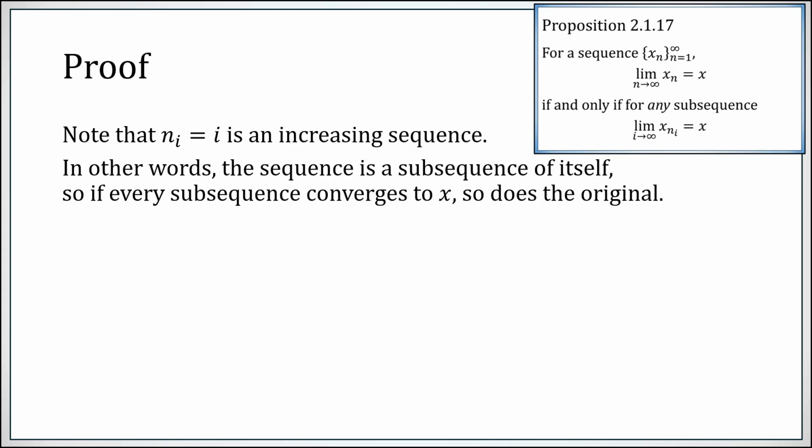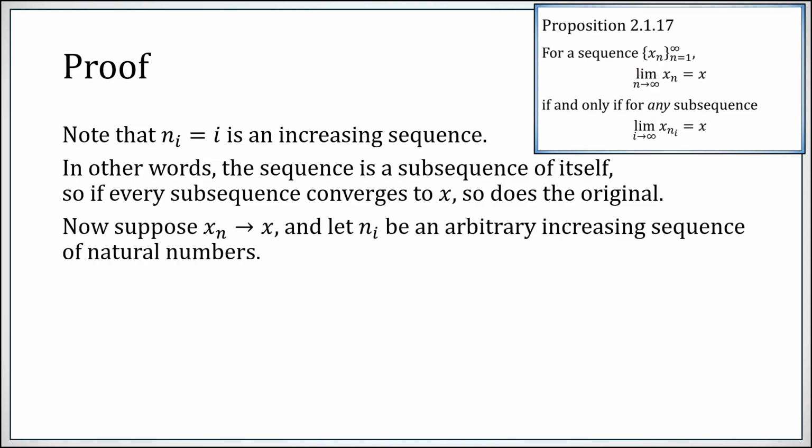So one direction of this proposition is quite straightforward. If every subsequence converges to x, then the original does as well. The other direction takes a little bit of care. Suppose the original sequence converges to x, and now let's consider an arbitrary subsequence. So we have x sub n sub i, where n sub i is an increasing sequence of natural numbers. It's a pretty quick inductive proof to show that if the n_i are increasing natural numbers, n_i must be at least as big as i. n_1 has to be at least as big as 1. n_2 is bigger than n_1, which means it's at least as big as 2. n_3 is bigger than n_2, which means it's at least as big as 3, and so forth.